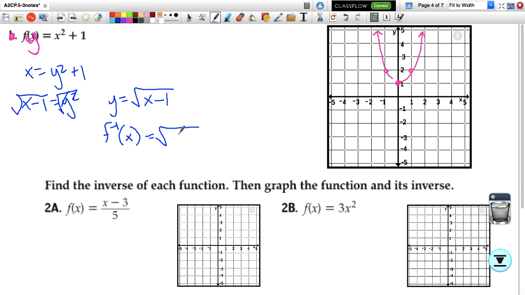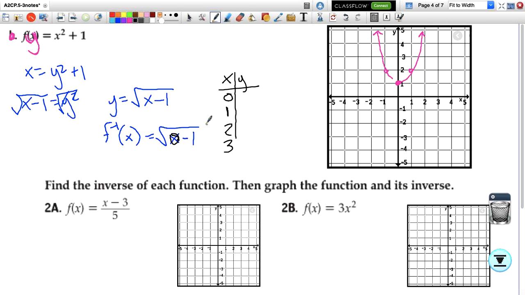But for now, what we could do to graph it is make a little table. Make a little XY chart. So, I'm going to pick some values of x. Let's say we try 0, right? That's a nice one. Let's try 1. Maybe 2, and maybe 3. Okay, so I'm going to plug in 0 here. 0 minus 1 is negative 1.